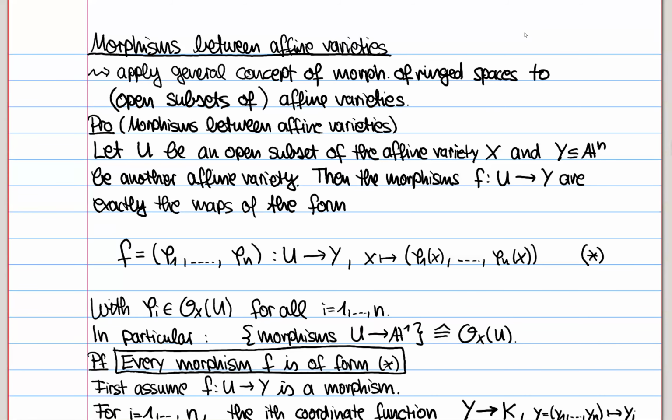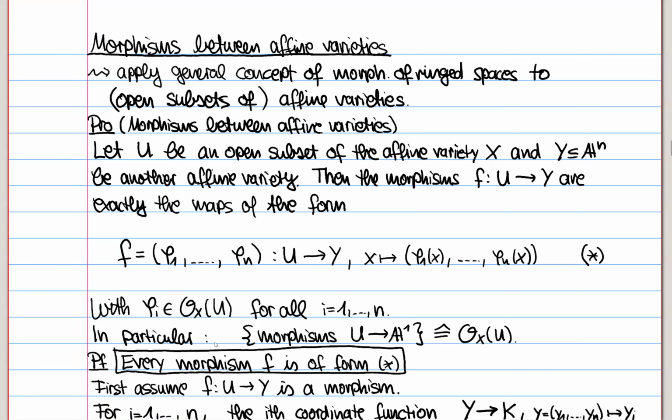After discussing morphisms between ring spaces in general, now we want to apply this to the ring spaces we care about at the moment, namely open subsets of affine varieties. So we have the following proposition. If U is an open subset of the affine variety X and Y inside A^N is another affine variety, then the morphisms from U to Y are exactly the maps from U to Y whose n coordinates are given by regular functions phi_i on U.